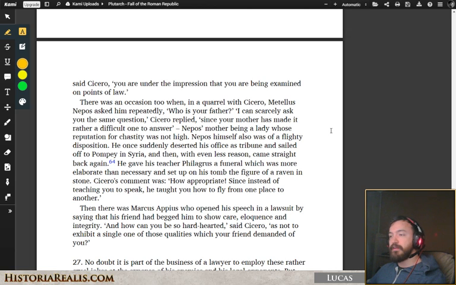He once suddenly deserted his office as tribune and sailed off to Pompey in Syria, and then, with even less reason, came straight back again. He gave his teacher Philagrus a funeral which was more elaborate than necessary and set up on his tomb the figure of a raven in stone. Cicero's comment was, "How appropriate, since instead of teaching you to speak, he taught you how to fly from one place to another."